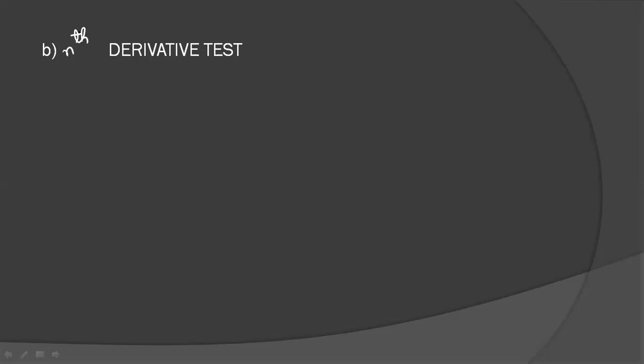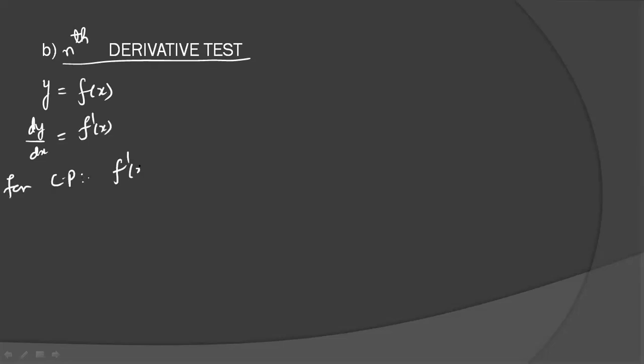The nth derivative test is applicable in each case, whatever the type of function, but the primary condition is that the function is differentiable up to nth order. Suppose you have a function y equal to f(x). I am telling you the algorithm. Differentiation will be f dash x. For critical points, f dash x equal to 0. And you also have to include the critical points where its derivative does not exist.